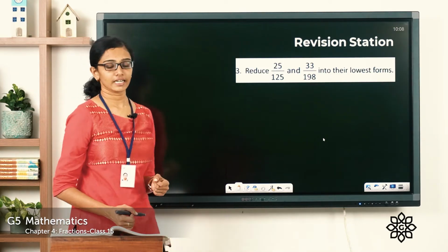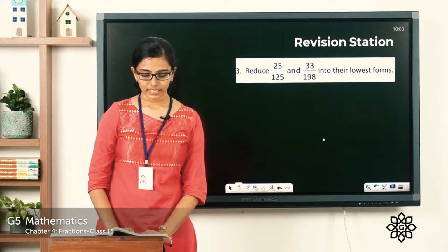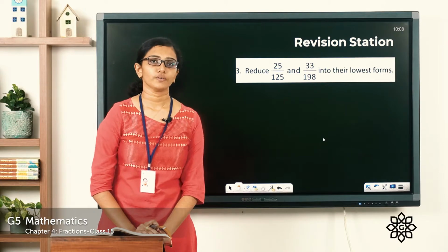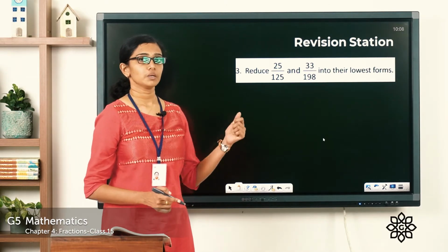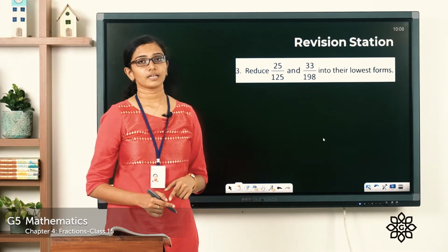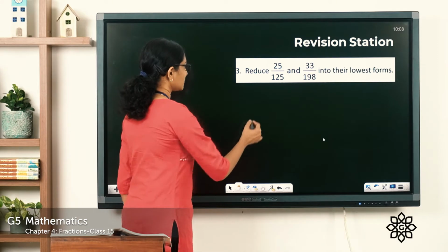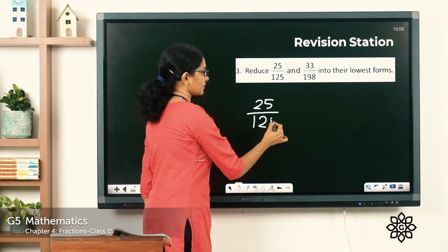Now let's see the third question. Reduce 25 by 125 and 33 by 198 into their lowest forms. So how can we change a fraction to its lowest form? We can divide both the numerator and the denominator with the common factors. So let's see the first one, 25 by 125.